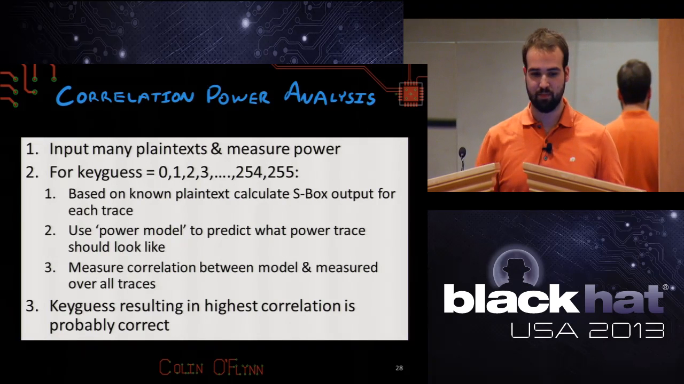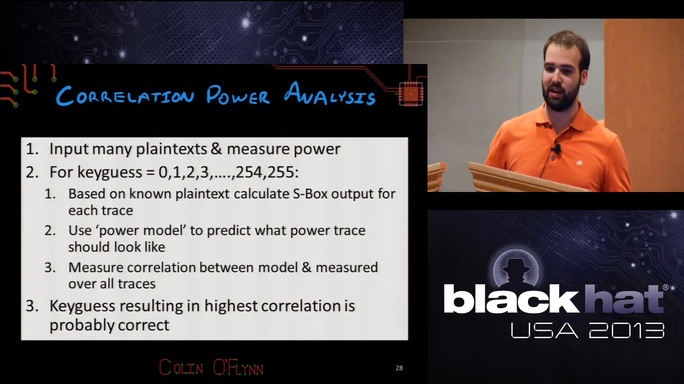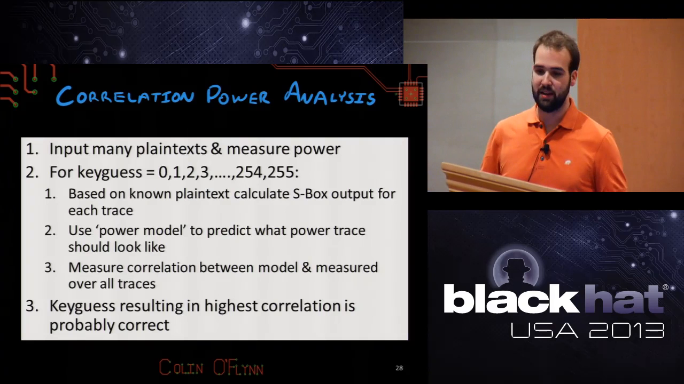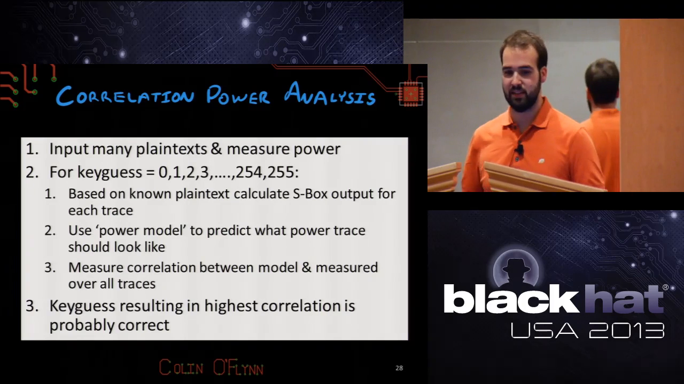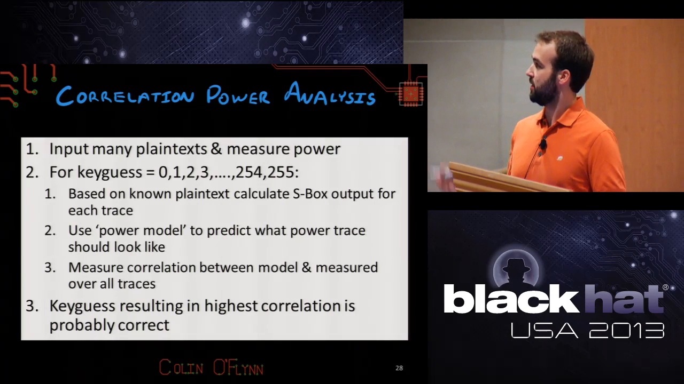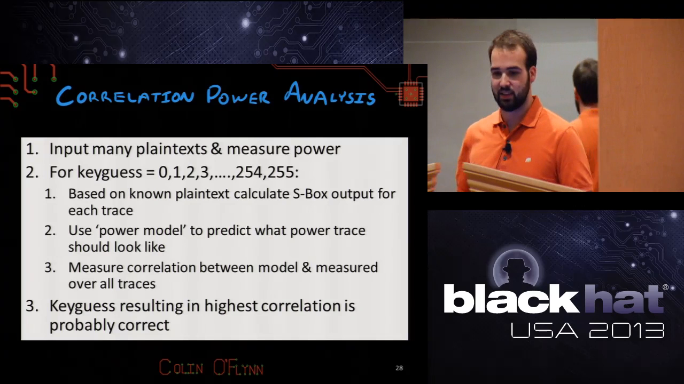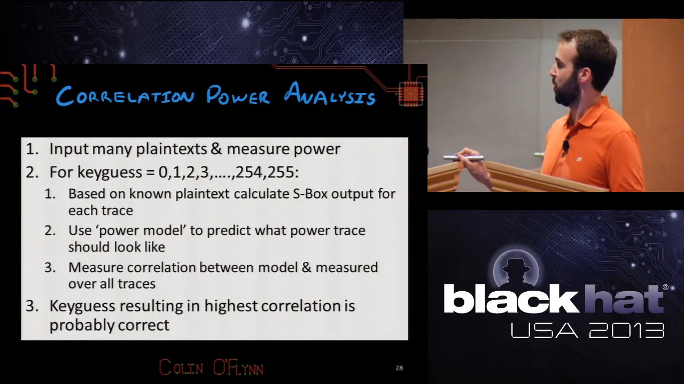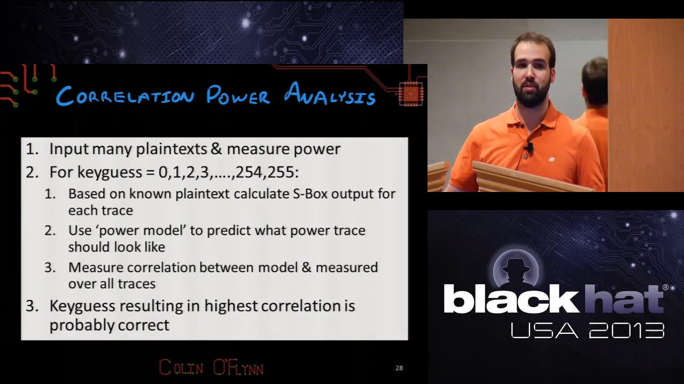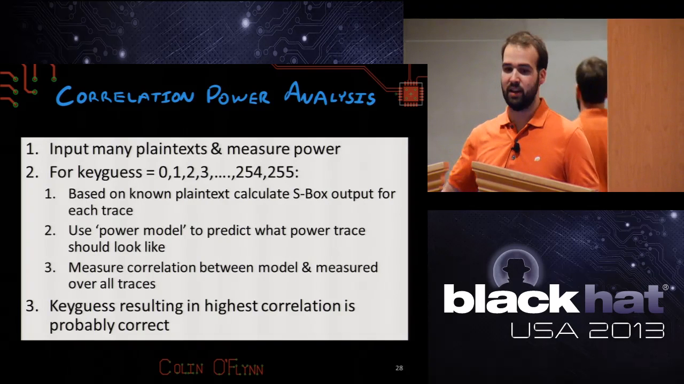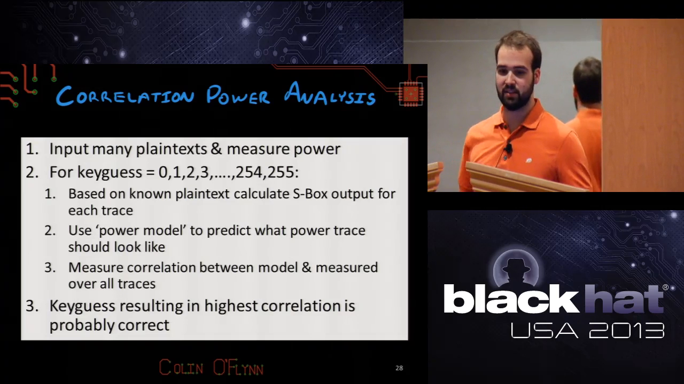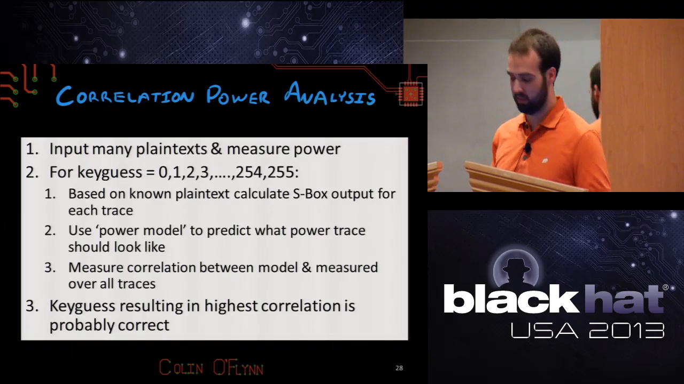So if you wanted the algorithm written out, it would look like this: correlation power analysis. Input many plaintexts and measure the power. And then for each of these bytes, do 2 and 3. So 2 is you guess the keys. There's 256 possibilities for that byte of the key. Based on the plaintext you know you put in, you calculate the S-box output. You use a power model, which was basically that Hamming weight thing I talked about, to predict, if that was the output of the S-box, this is what the power would look like. And then finally, I measure the correlation between the model and the measured values for all those traces I put in. One of these is going to give us the highest correlation, and that's probably the correct key.